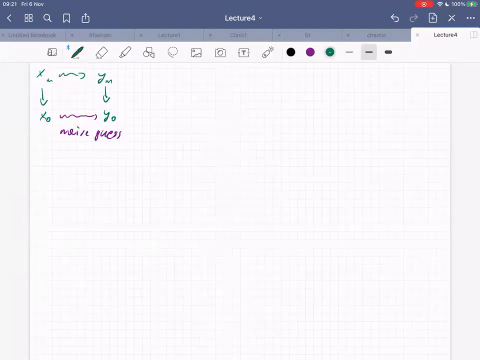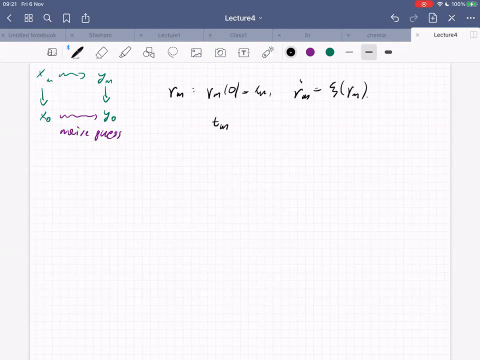The subtlety here is that the continuous dependence only involves finite time. So that's why I said that it's a naive guess, and then we explain it. So let gamma m be such that gamma m of 0 is xm, gamma m dot is equal to xi of gamma m, and let tm be the moment such that gamma m of tm is equal to ym.